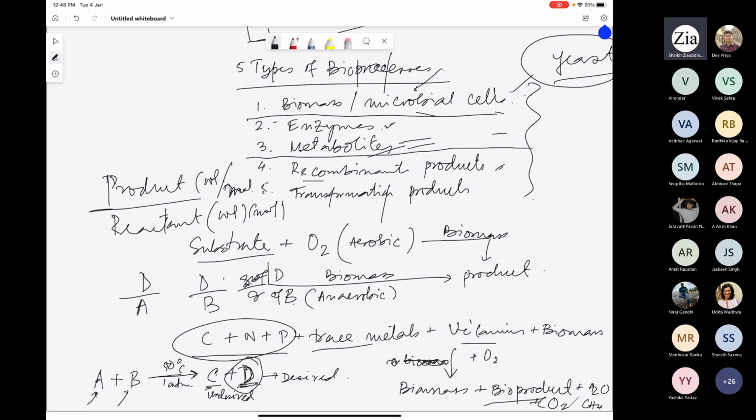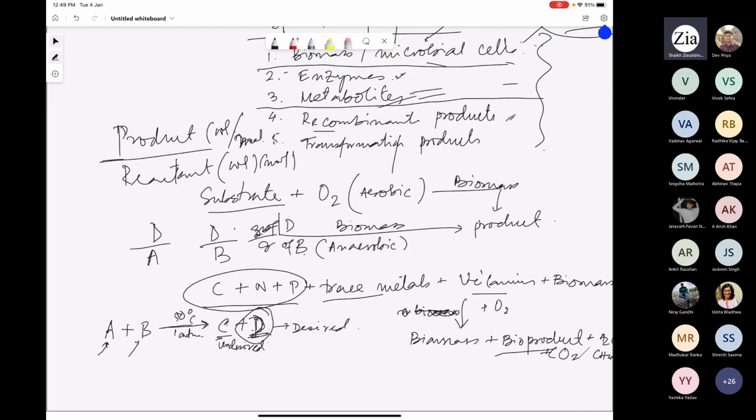So if you get more production of C, obviously the yield of D will be reduced, and that is not desired. So you try to maintain specific conditions which will favor getting more D. So you try to get a higher yield of D. That is one of the primary criteria.